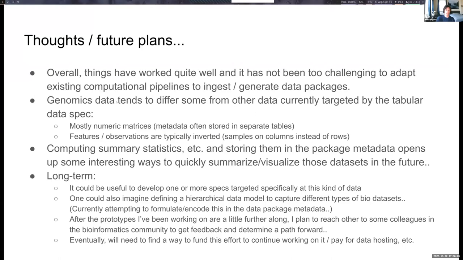So one thing is, genomics data tends to differ from other kinds of data that I think is typically targeted or thought of for the Frictionless specs. A lot of genomics data is a numeric matrix. It's assessments of some gene in some patient or cell line. And typically these would be something like 60,000 rows and between 10 and 1,000 columns.